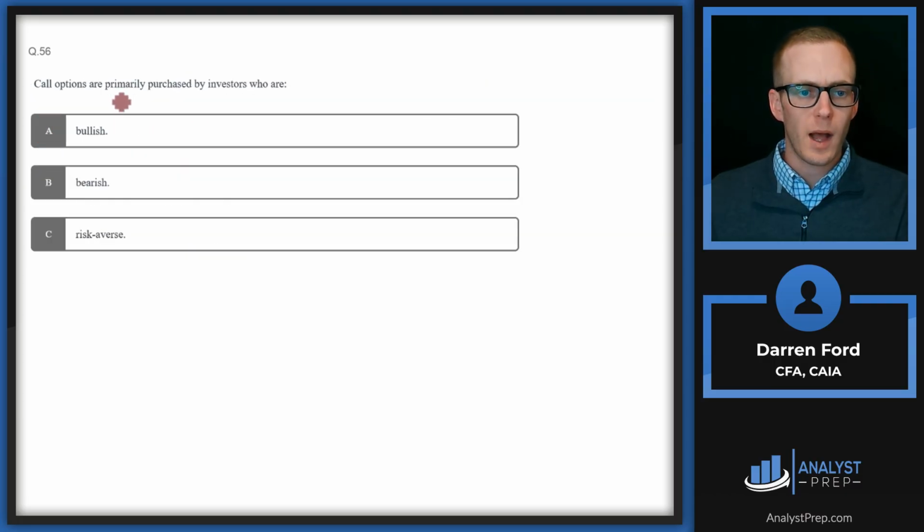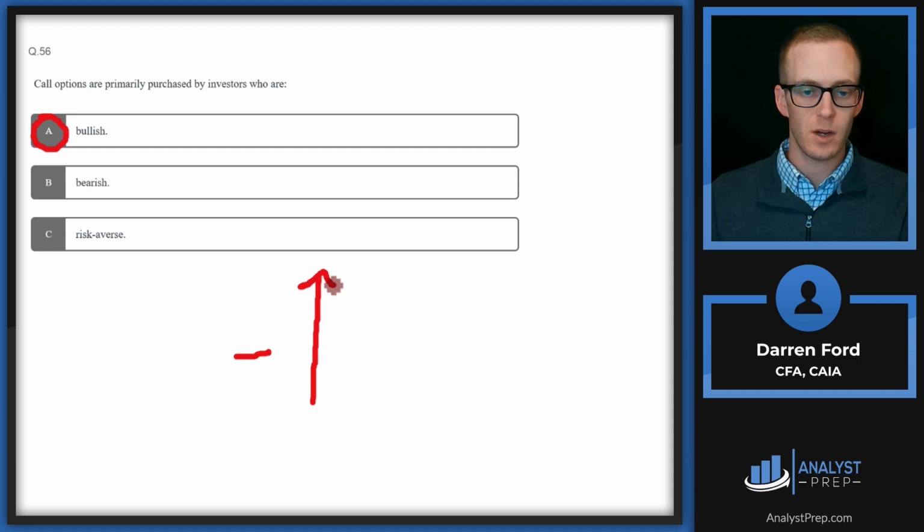So that's our answer. Call options are primarily purchased by investors who are A, bullish, B, bearish, or C, risk averse. So this one is going to be bullish, and the reason is call options are the right but not the obligation to buy the stock at a certain price. So if we can buy the stock at this price and the stock goes up to here, we're going to be able to buy here and sell here.